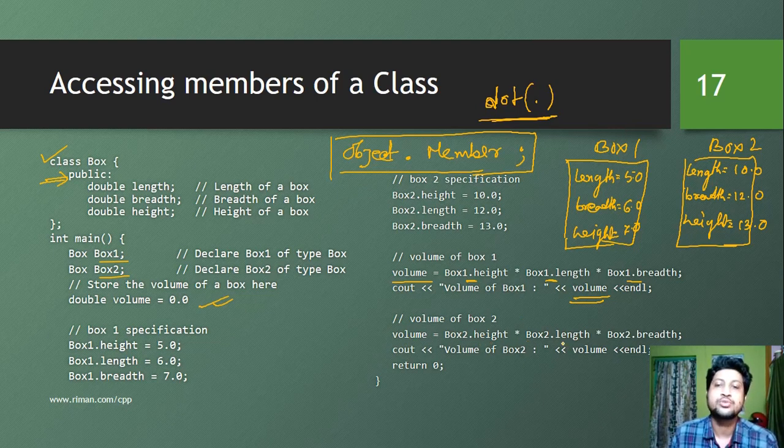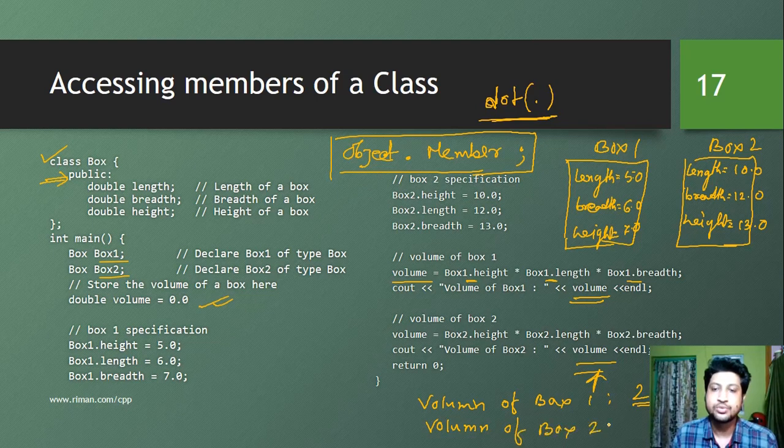So box 2 dot height, box 2 dot length, box 2 dot breadth, and then we are printing. So the output will be something like volume of box 1 is whatever the volume of this is, 210, and volume of box 2 will be whatever the multiplication of these values are. So 10 multiplied by 12 multiplied by 30. So whatever value that will be, that will be the output of this particular function.